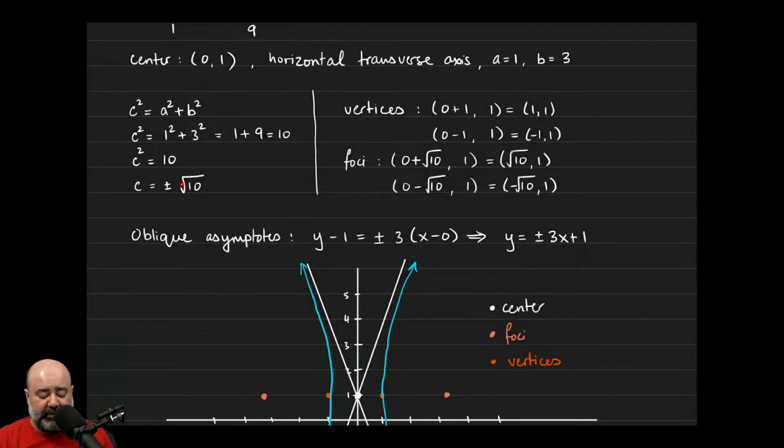Take the square root of both sides using the square root property, so you get plus or minus root 10. Again, because we have a horizontal transverse axis, we have to move from the center to the left or to the right in order to get to the vertex. So we add 1, we subtract 1, which is what a is, and then to find the focal points, or the foci, we add root 10 and we subtract root 10.